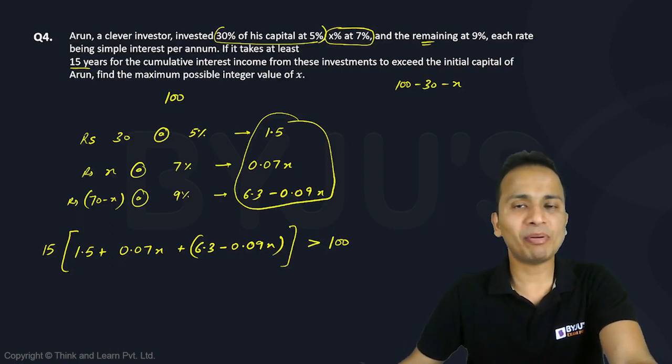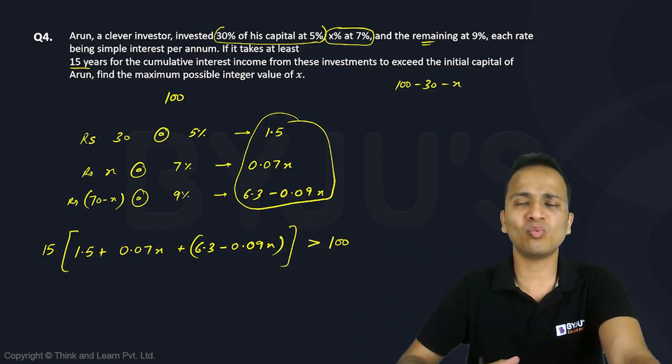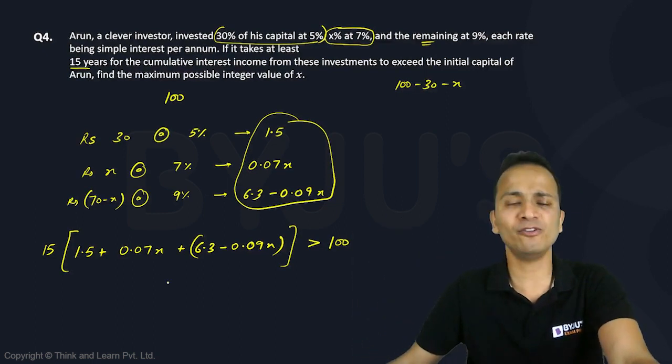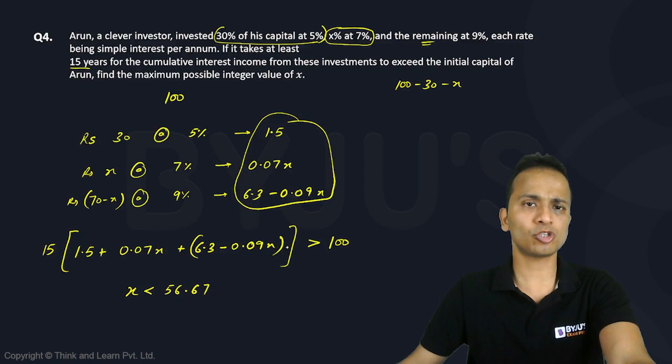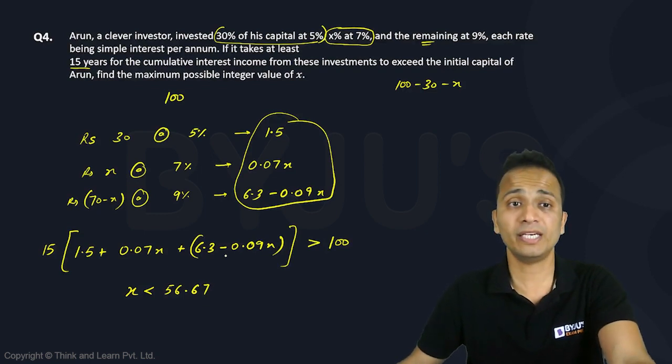Now you can simplify this inequality. It is very simple. So you can keep x on one side and take the constants on the other side, and you will obtain that x is less than 56.67 upon solving this inequality.